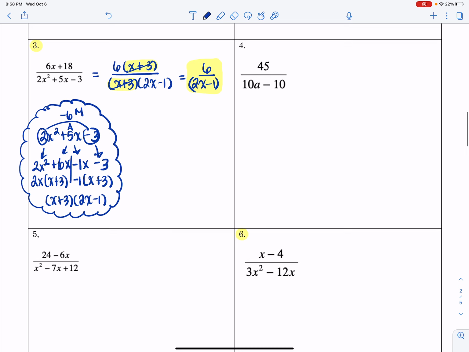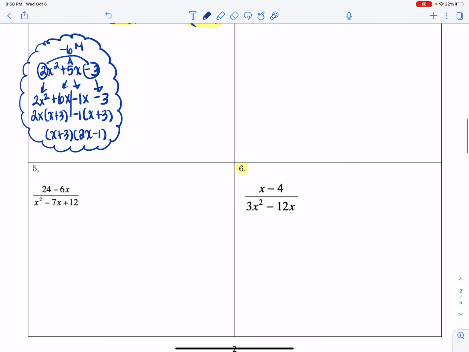I'm going to go down to question number 5 now. In question number 5, again, I'm looking at the top. I see a GCF. Be careful because this time I see a number first, but I can still do regular GCF here. I'll take a 6 out and I'll be left with 4 minus x.